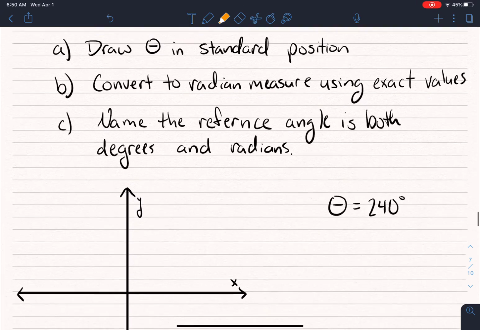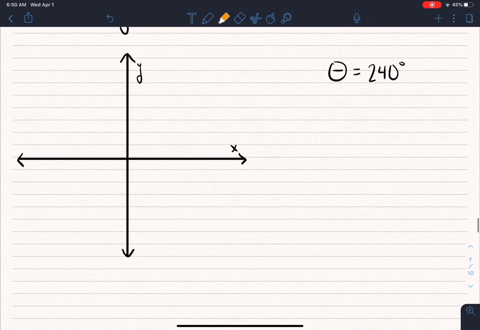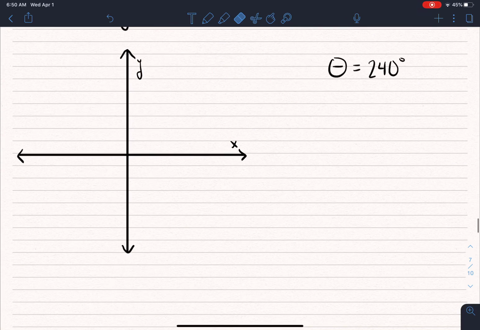First, let's draw 240 degrees in standard position. Think about that, it's bigger than 180. 180 would take us all the way to this point right here, and so 240 would be a little bit past that. It would get us to about there, and we could say that that is theta. Theta is drawn in standard position.